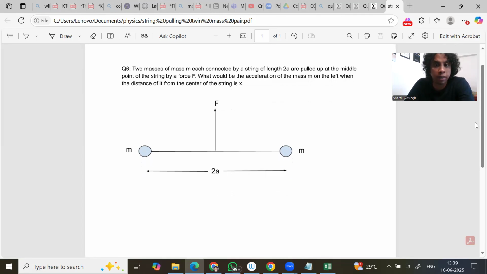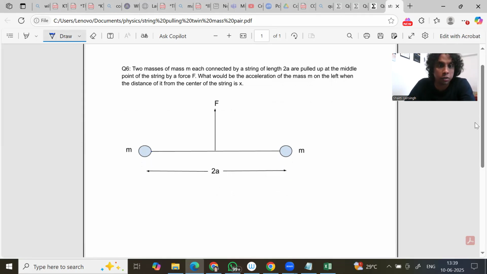Two masses of mass m each are connected by a string of length 2a. So this is the string, from this point to this point. The string is connecting these two masses, each of mass m, and at the middle point of the string, they're pulled by a force F, this force.